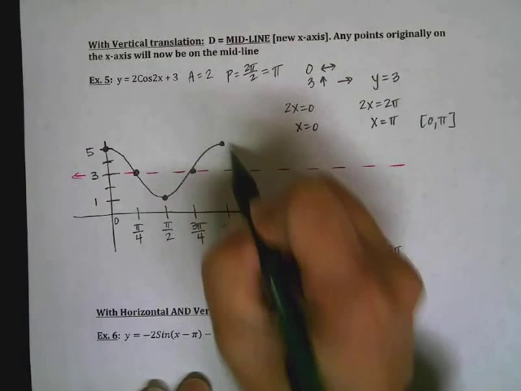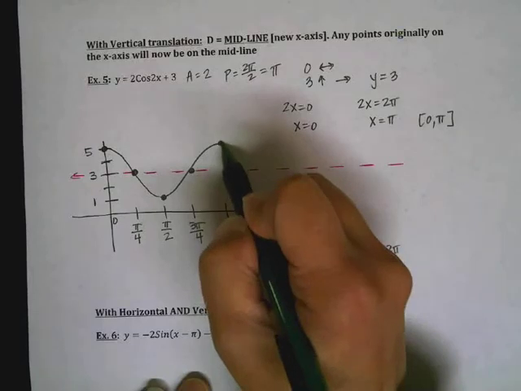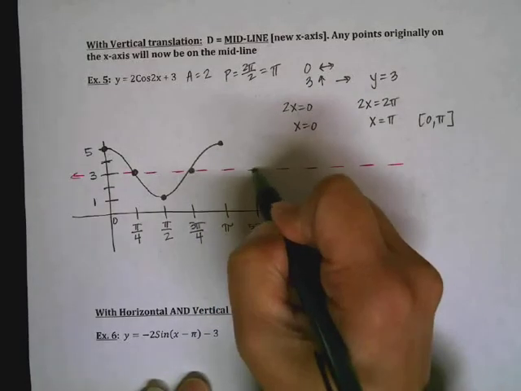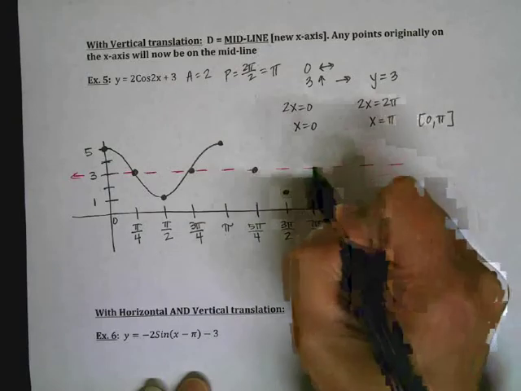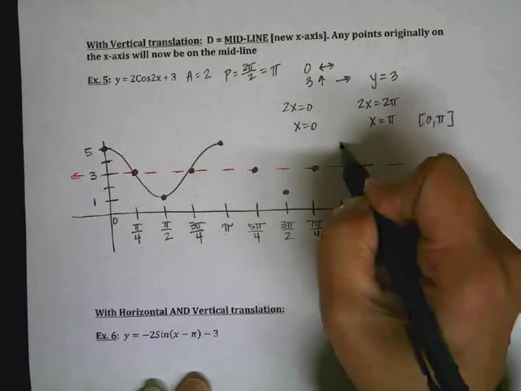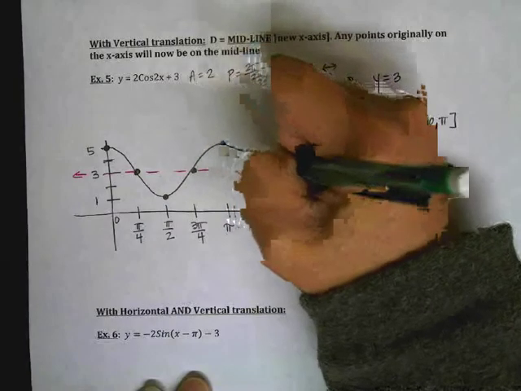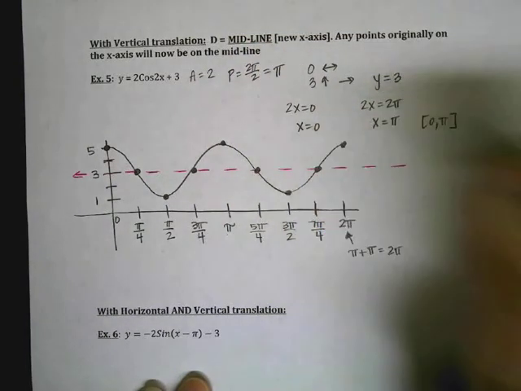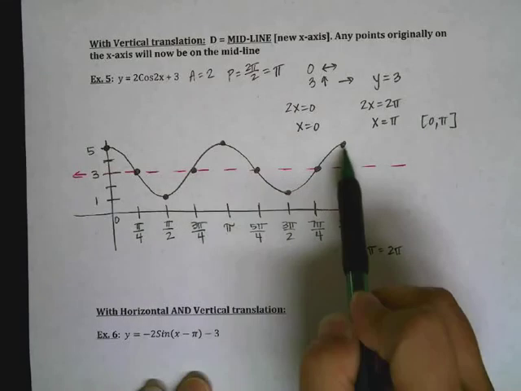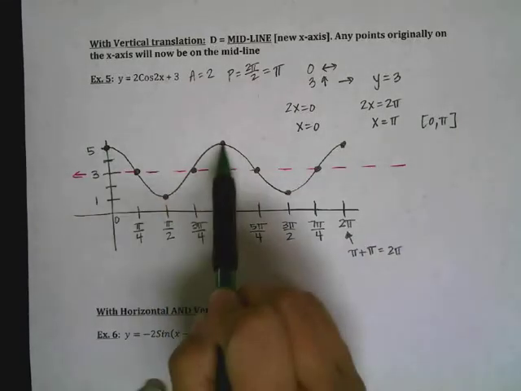So we're just going to continue the pattern. So it starts above, goes to the midline, 2 below, back to the midline, and 2 above. So one full cycle should start and end at the same point. So it started here, it ends here, starts here, and it ends here.